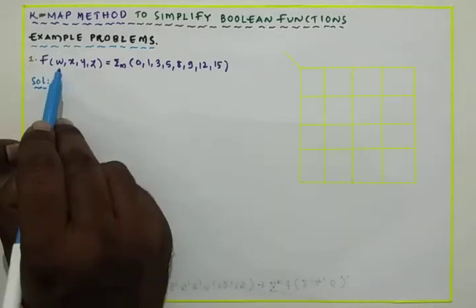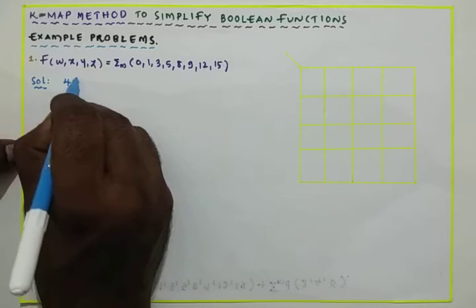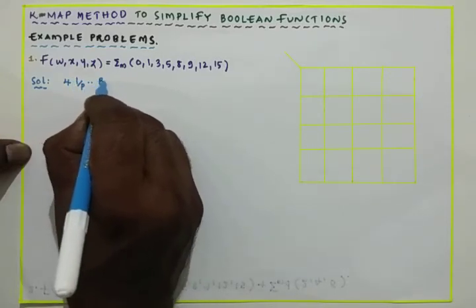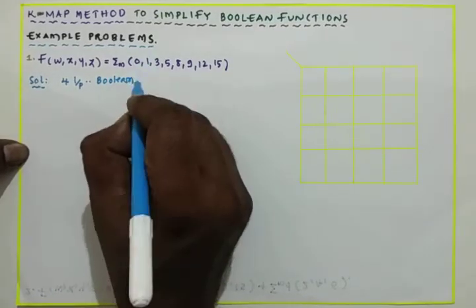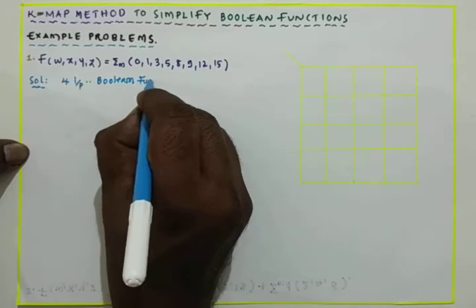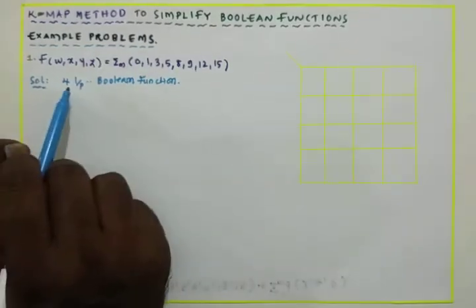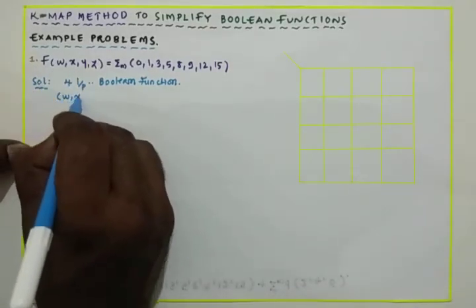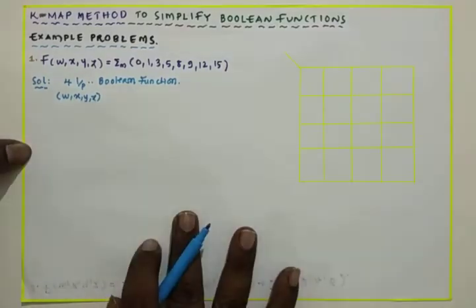Here, how many inputs are there? 4 inputs. It is a 4-input Boolean function, the input of a digital system, and there is the output of the digital system. For this output, how many inputs do we have? 4 inputs, such as W, X, Y, Z. So these are the 4 inputs.